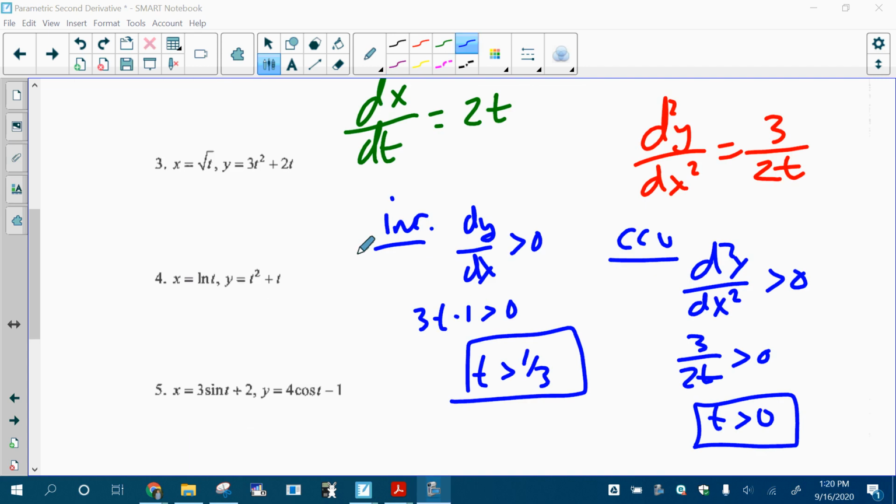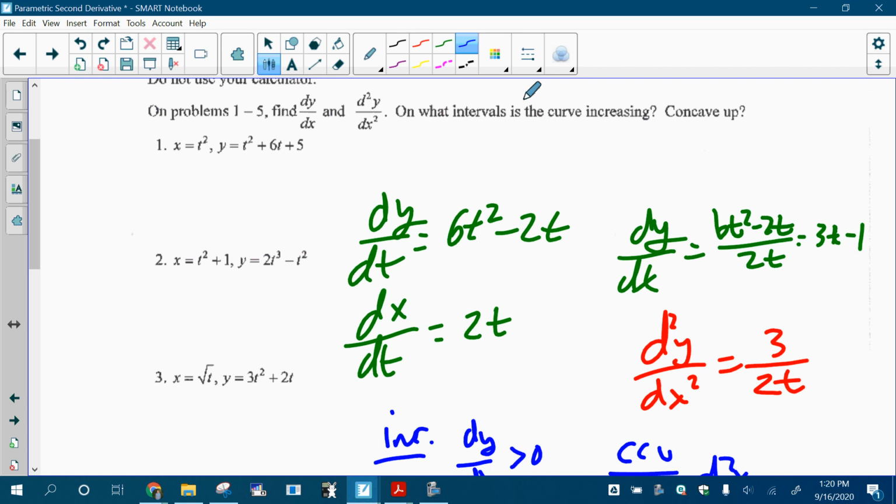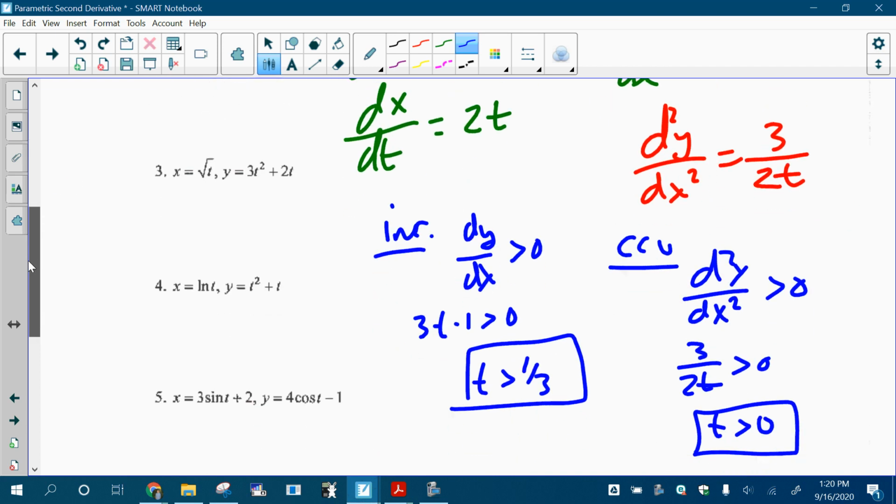Okay. So for number 2 here, dy/dt, dx/dt. How do I find dy/dx? I stack those over each other. Again, the reason I'm finding dy/dx, they didn't tell me here, is because I'm trying to figure out where it's increasing. Increasing means dy/dx is positive. Okay? So I take dy/dt over dx/dt, simplify. Here's dy/dx. Okay? So on what intervals is the curve increasing? Well, it's increasing when dy/dx is positive, so when t is greater than 1/3.